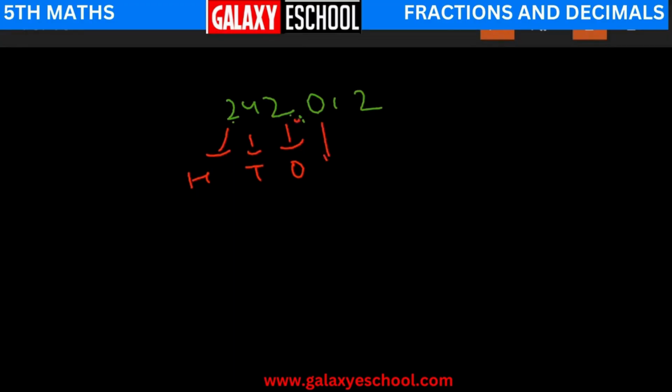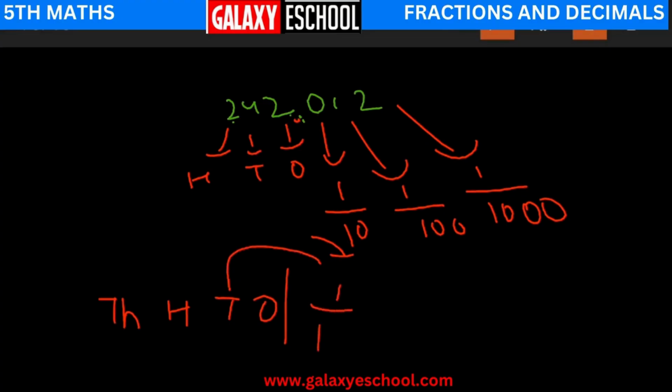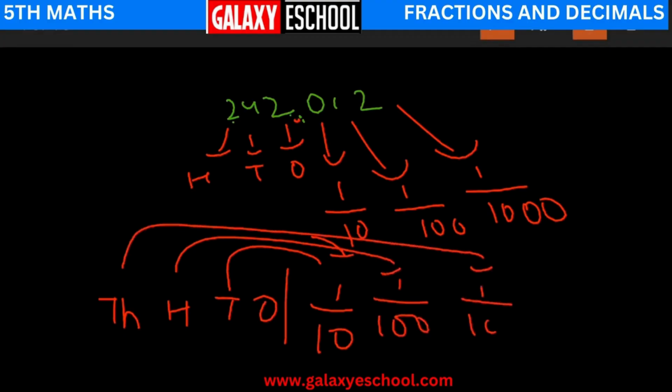Now to the right side of the decimal point, this will be 1 by 10, 1 by 100 and 1 by 1000. The place values will change. Okay. See, before the decimal point what do we have? Ones, tens, hundreds, thousands. After the decimal point, that is to the right side, we do not have ones, tens, hundreds. We start from 1 by 10. Then we have 1 by 100. Then we have 1 by 1000. There is no ones here. We start from 1 by 10, 1 by 100 and 1 by 1000.